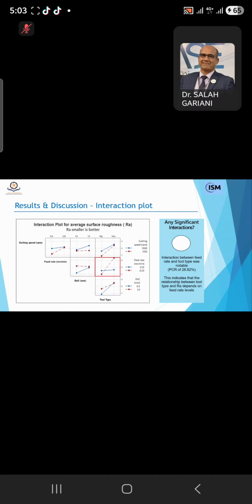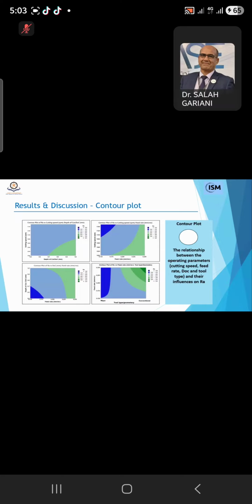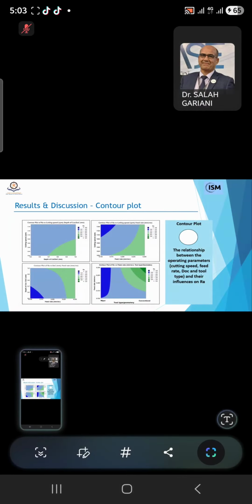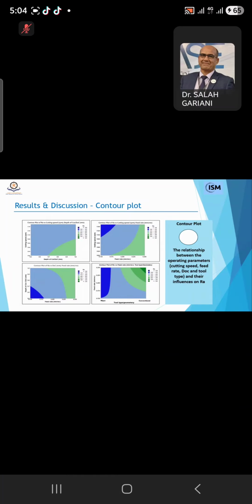This indicates that the relationship between tool geometry and surface roughness depends upon the feed rate level. The contour plots show the relationship between the operating parameters, cutting speed, feed rate, depth of cut, and tool type or tool geometry, and their influence on surface roughness. Dark blue zones show lower surface roughness values, while dark green displays higher surface roughness values, which is not good. Light blue and green show moderate values of surface roughness.